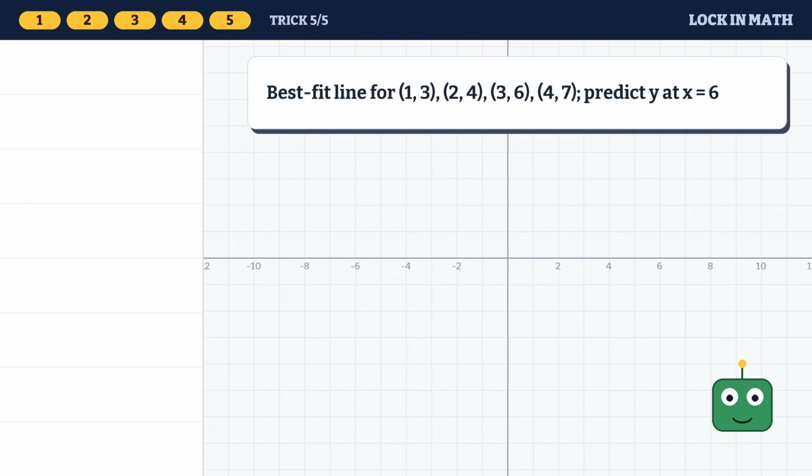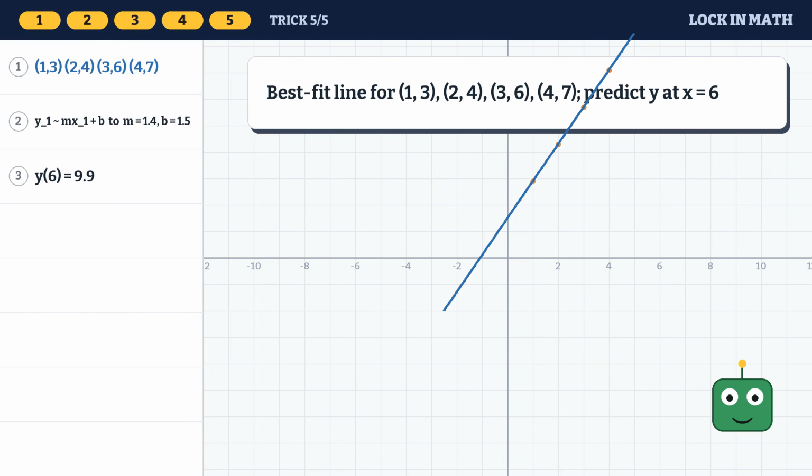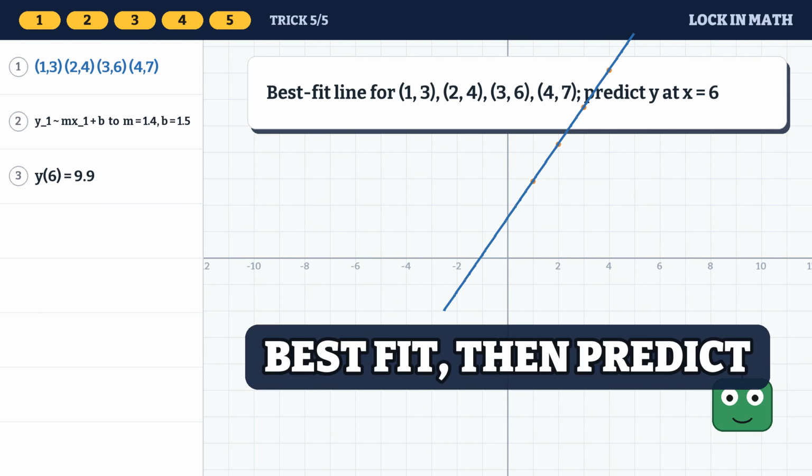Move 5, the real line of best fit, for when the points don't line up perfectly. Enter the table, then the magic line, y1 tilde mx1 plus b. Desmos threads the best slope and intercept through the scatter. m equals 1.4, b equals 1.5. Type that line, plug in x equals 6, and it predicts 9.9. That's exactly how the scatterplot questions want you to think.